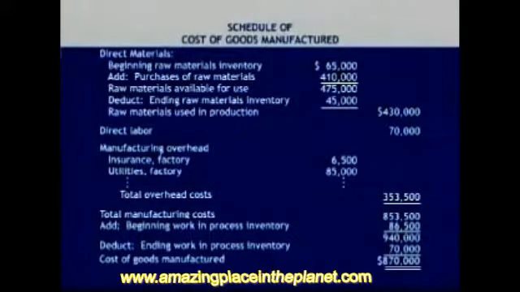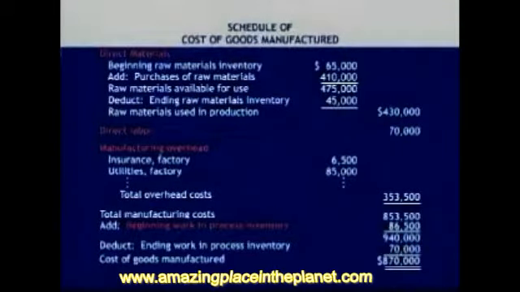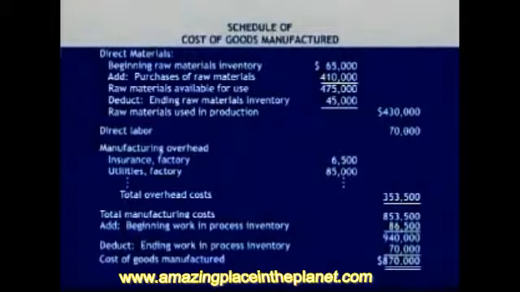It contains the three elements of product costs: direct materials, direct labor, and manufacturing overhead, plus beginning work in process, less ending work in process. Direct materials costs include the beginning raw materials inventory plus raw material purchases less ending raw materials. Direct labor costs are added. Next, manufacturing overhead, which includes costs such as factory insurance and utilities, supplies, and so forth, are added to get total manufacturing costs for the period.